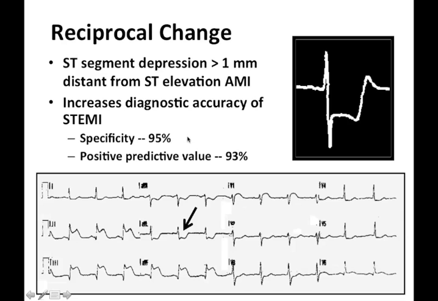You can see the test characteristics up here on the slide. A specificity of 95% means it is a very powerful finding that would allow us to rule in heart attack. And we can see that the positive predictive value is 93%. This means how much faith can we put in this finding, and 93% faith is pretty high.